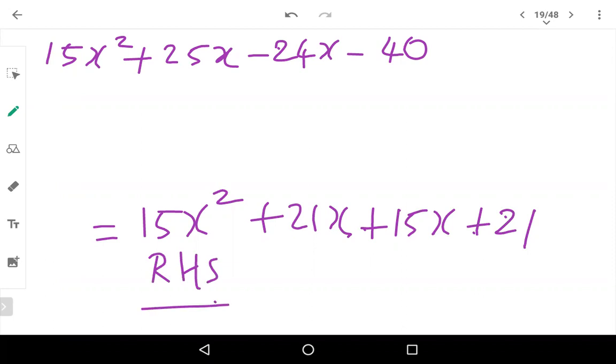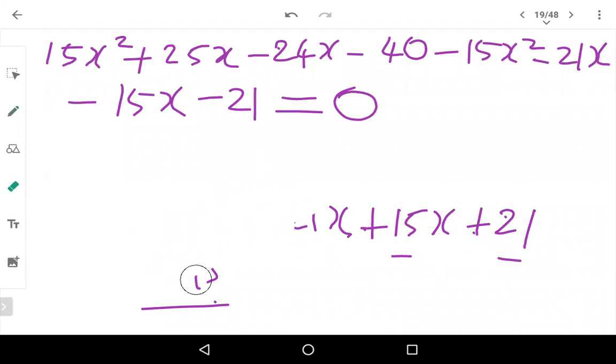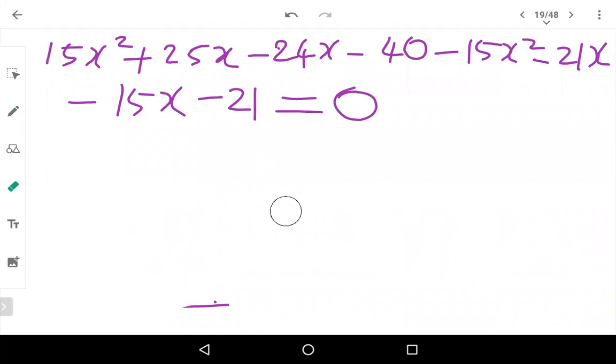Now here all the signs are gonna change. So plus 15x² will become minus 15x², plus 21x will become minus 21x, plus 15x will become minus 15x, plus 21 will become minus 21, and we equate this to 0. Yes, Bindushri, good. That's the right answer. Okay. So we got this expression now.